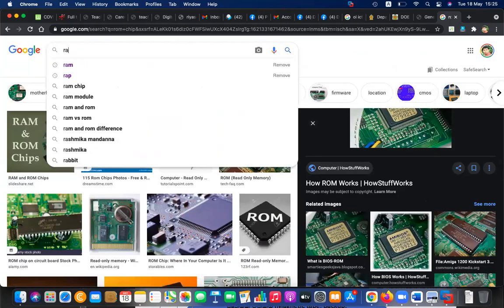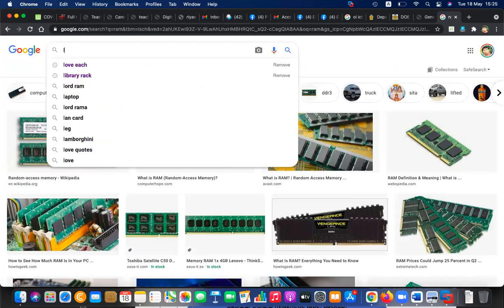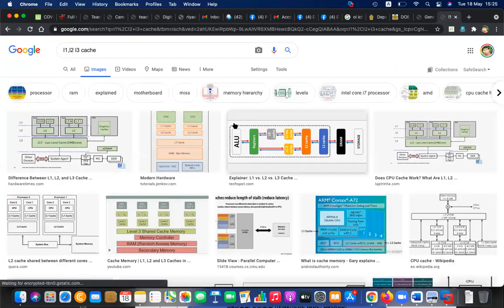RAM is this. So this is called DRAM, right? Dynamic Random Access Memory, DRAM. But the cache memory is inside the processor. Taking the L1, L2, L3 caches, those cache memories are inside the processor.